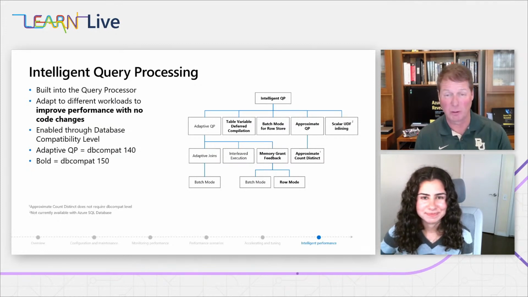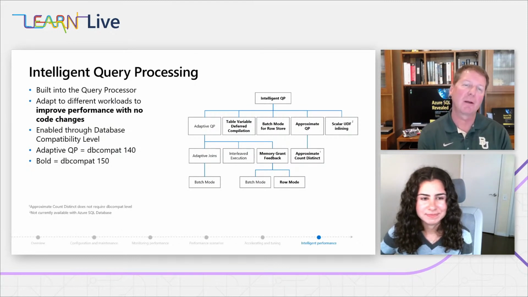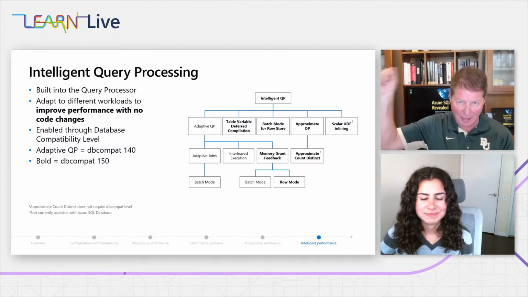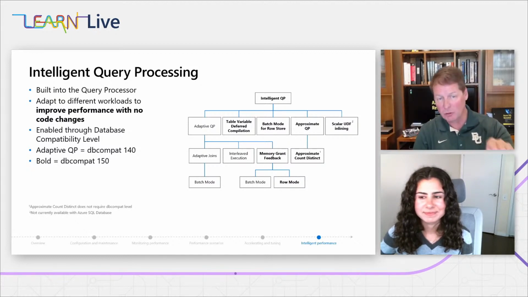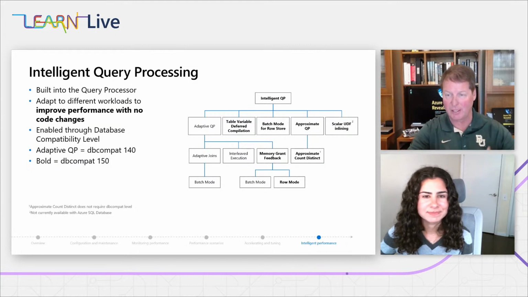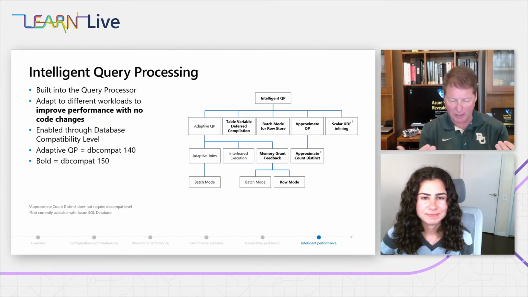Intelligent query processing is one of those options under this intelligent performance umbrella. It's built into the query processor engine, Anna. This is something you just don't turn on like some feature switch in the cloud or a checkbox. You do need to go to a new compat level for your database to take advantage of it. But it's almost like you change your compat level and then the engine now recognizes all these different scenarios.